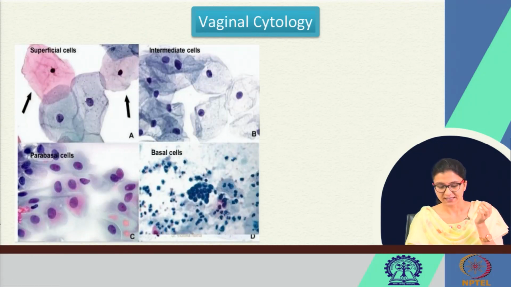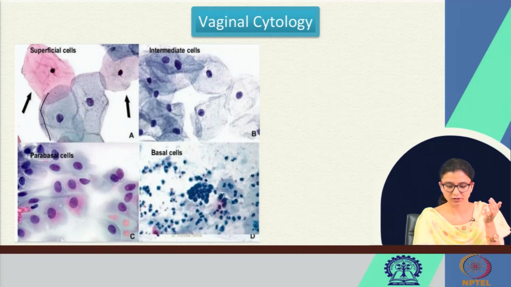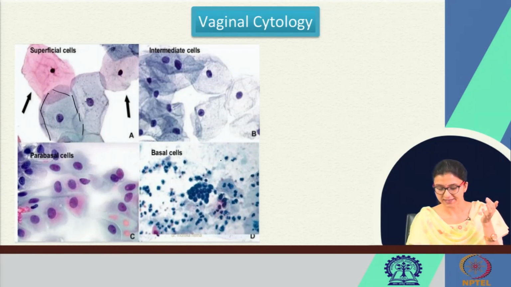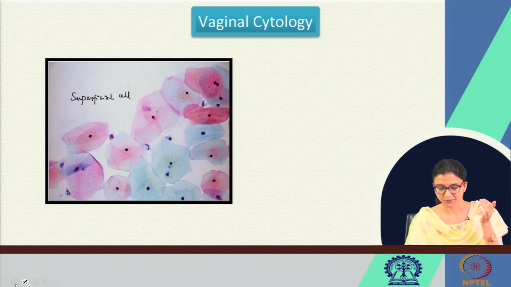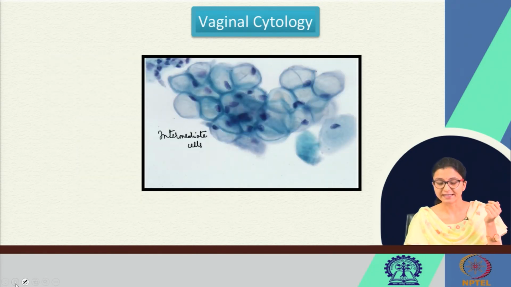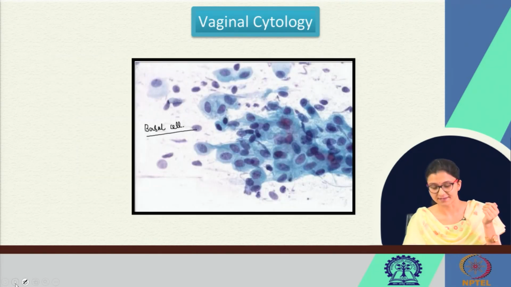basal cells. This is the slide under the microscope, where we see the superficial cells, which are round or hexagonal in shape with the pyknotic nucleus, the basal cells and the intermediate cells, right. This is how we see them under the microscope. These are superficial cells, the intermediate cells and the basal cells.